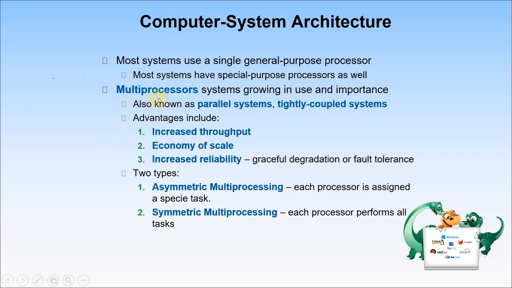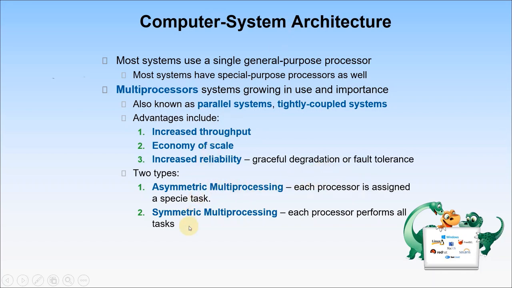Now for the multiprocessor systems, the advantage is increased throughput, faster execution, but not 100% linear speedup. Next would be the economy of scale: peripherals, disks, and memory shared among processors. Then increased reliability. You've got something like failure of a CPU slowing the system down, but not crashing it. Redundant processing provides a system of checks and balances. So graceful degradation or fault tolerance.